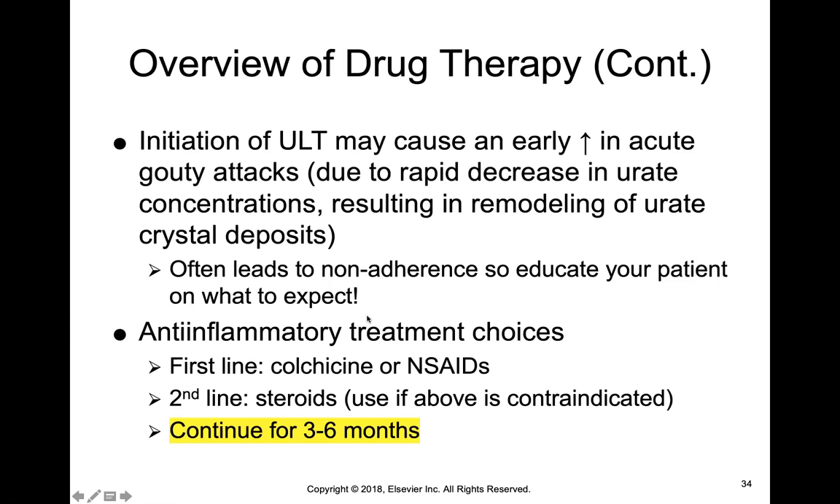So for anti-inflammatories, first line would be either colchicine or NSAIDs. Probably NSAIDs are better tolerated. And then I would say for second line, colchicine or steroids. In any case, whatever agent you choose, just remember to continue that for 3 to 6 months before you just turn it off.